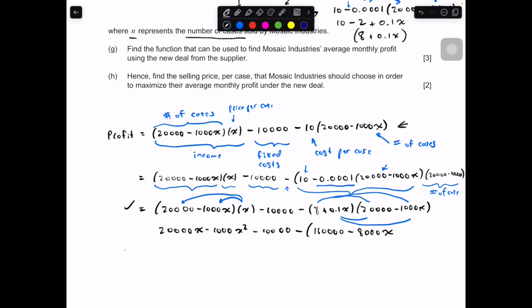This is going to be plus 2,000x. So right now I'm multiplying 0.1x times 20,000. And then 0.1x times negative 1,000x would be negative 100x. Since there's a negative out in front, it would turn everything around. So to save some time, I'm going to remove the brackets, and everything that was positive I'm going to turn to negative, and everything that was negative I'm going to turn to positive.